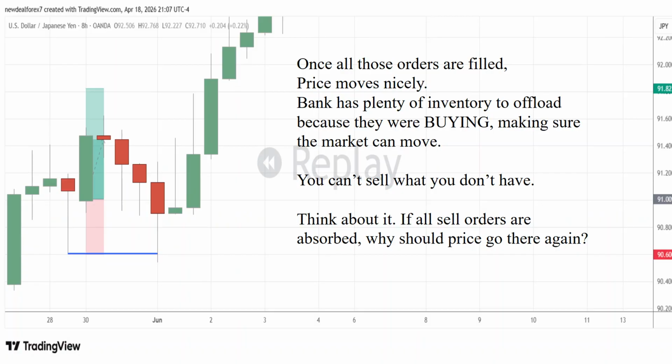This is an 8-hour chart. Okay, the bank has plenty of inventory to offload because they were buying. People were selling. They were buying. The bank is buying right here. Okay. So think about it. If all the sell orders were absorbed down here, okay, because you bought here and then you sold here, the bank bought here. Why would they keep going down? They don't need to. They met all of this demand. All of this demand has been dried up. So now what? We just drive the price up now. The price is going to just go up because I promise there's going to be more demand up here. That's it. That's all there is to it.